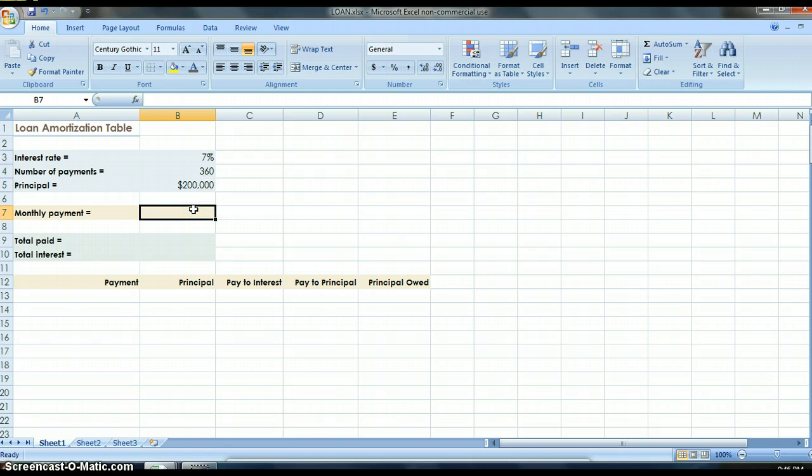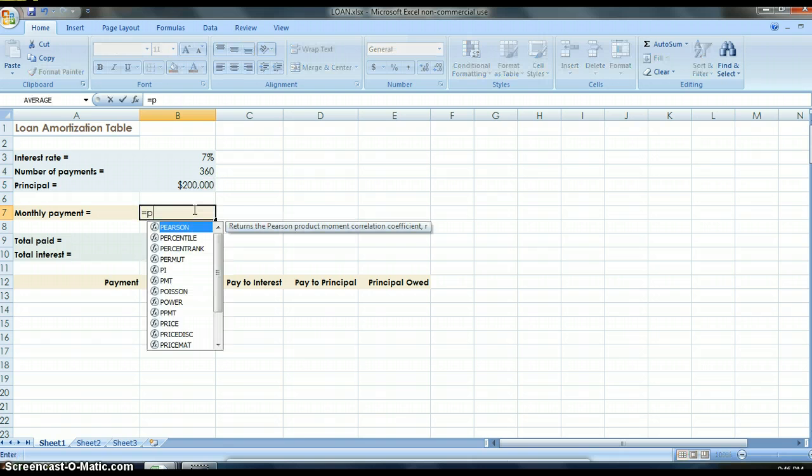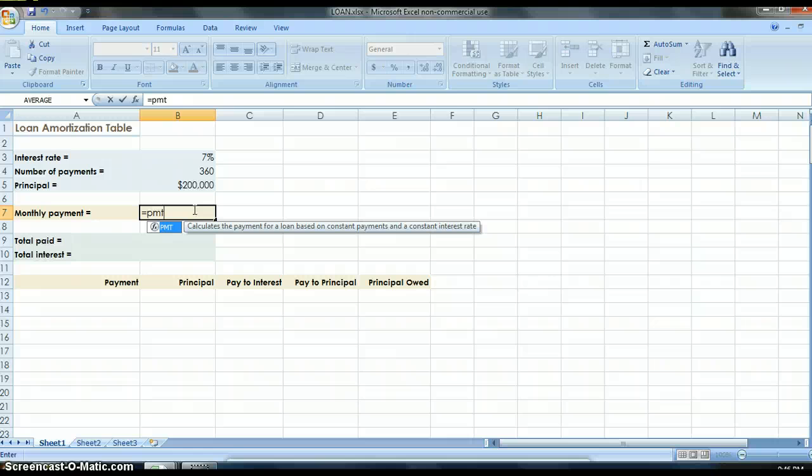So our monthly payment, this is where we're going to use the PMT function. So equals PMT. And as you can see from the pop-up balloon, it tells you it calculates payment for a loan based on constant payments and a constant rate. So equals PMT, open parentheses. You're going to use your interest rate. Interest rates are always shown for 1 year. So we have to take our rate, B3, divide by 12. We're going to put in a comma.